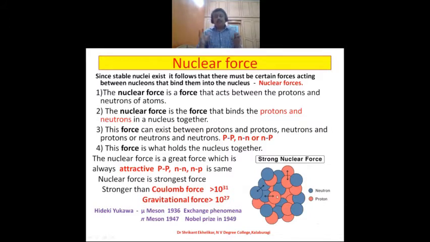It is always attractive in nature, and it is very strong because it has to overcome the Coulomb force. Repulsion between two protons is overcome by applying a very strong force. We can bring them together. So the very nature of nuclear force is that it is very strong. It is 10 to the power 31 times stronger than the Coulomb force. So you can see the magnitude of nuclear force.